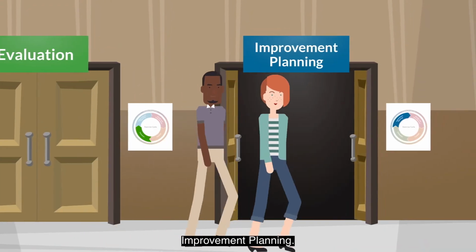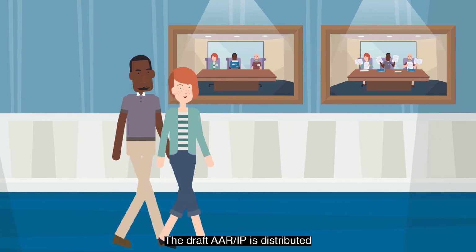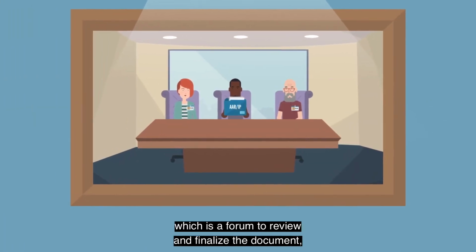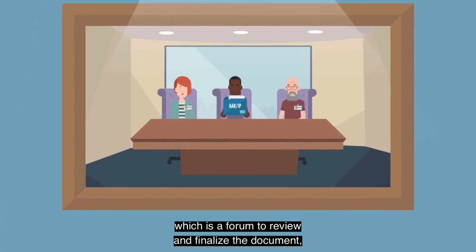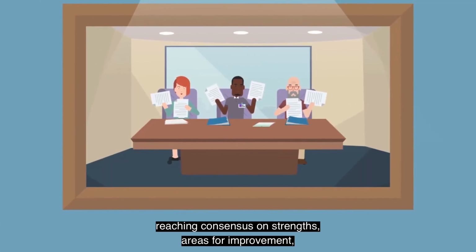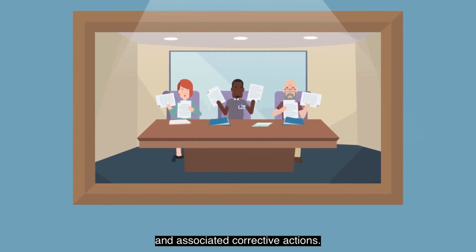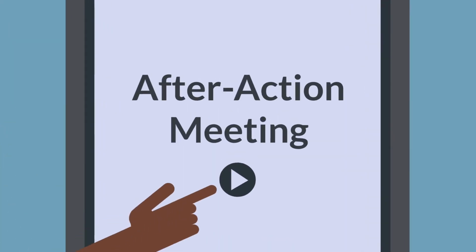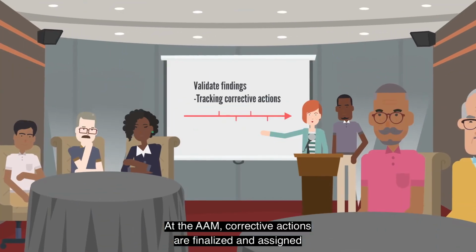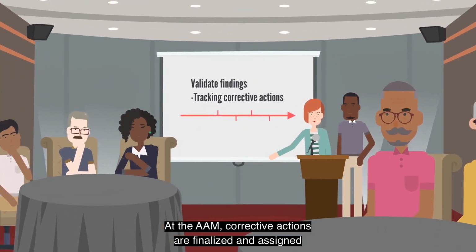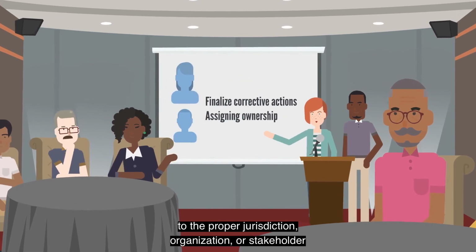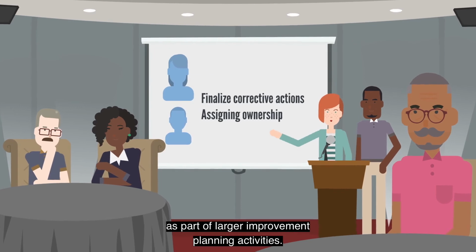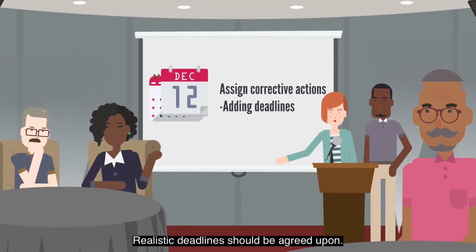Improvement planning. The draft AAR-IP is distributed prior to the after-action meeting, or AAM, which is a forum to review and finalize the document, reaching consensus on strengths, areas for improvement, and associated corrective actions. After-action meeting. At the AAM, corrective actions are finalized and assigned to the proper jurisdiction, organization, or stakeholder as part of larger improvement planning activities. Realistic deadlines should be agreed upon.